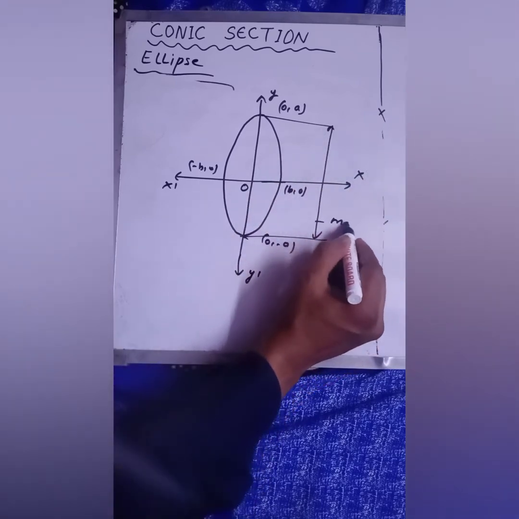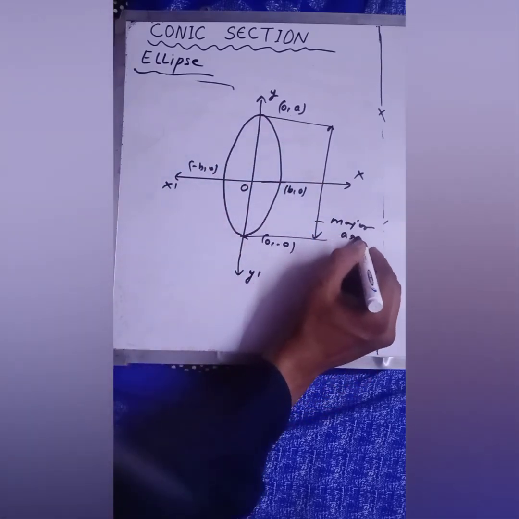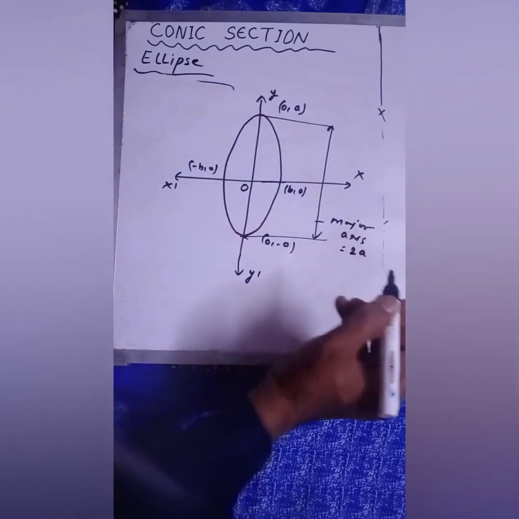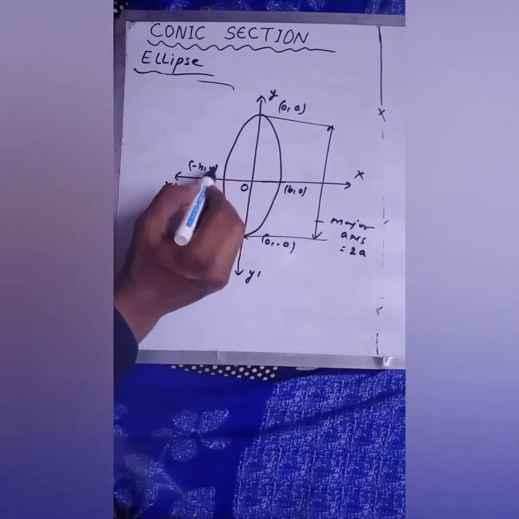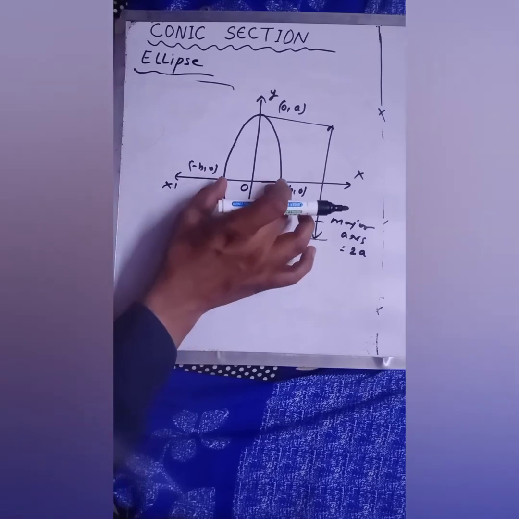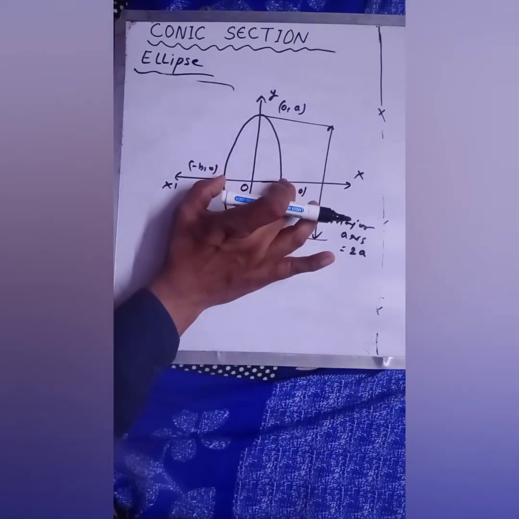So major axis would lie on y axis. Okay, the formula will remain same. That would be 2a. Fine. Similarly, this is your major axis. Minor axis. This is your major axis, and this is your minor axis.